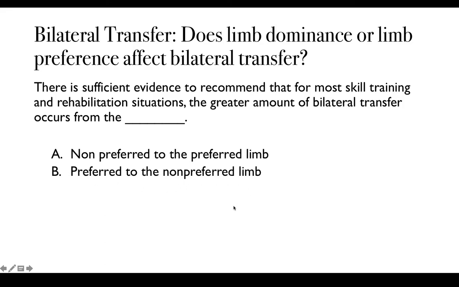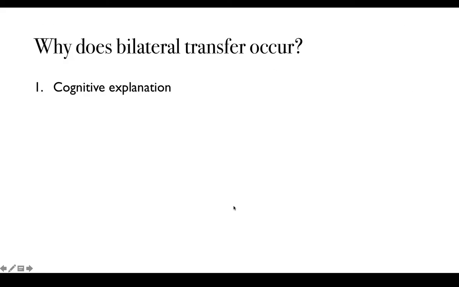So why does this occur? There's two explanations. The first is the cognitive explanation. So this is the cognitive aspects of the skill. So the knowing what to do, the rules that we create about that skill. So that cognitive knowledge is what is transferred from the practice limb to the non-practice limb.